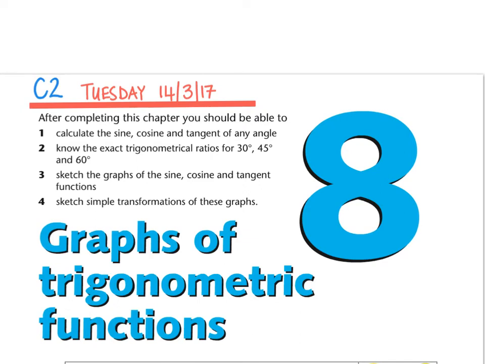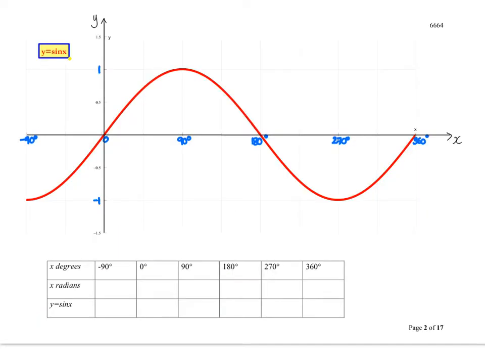This is Chapter 8 for Core 2, Graphs of Trigonometric Functions. And what I'm assuming here is that you've actually come across the sine graph, the cosine graph and the tan graph. So let's go to the next page and you see this is the sine graph.